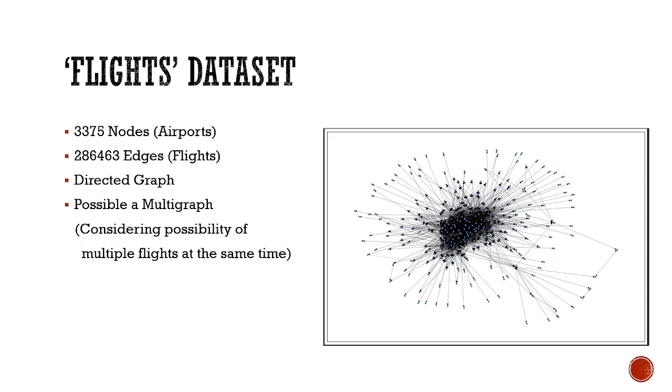In order to build this application, we have to make use of a data set. For that, I've made use of a data set called flights that is already there in ArangoDB. The properties of this data set are that it has 3,375 nodes and 286,463 edges. The graph is as shown on the right hand side.